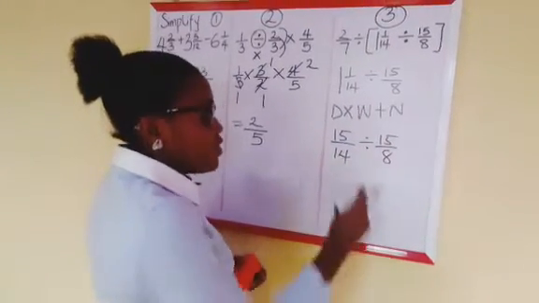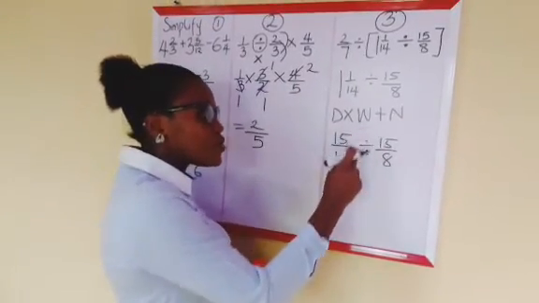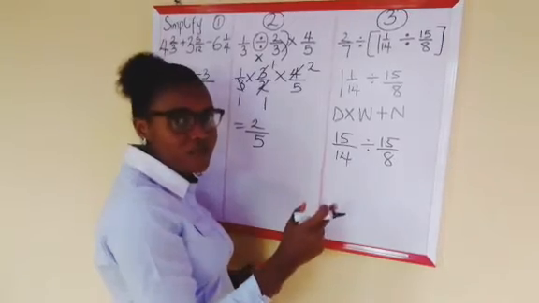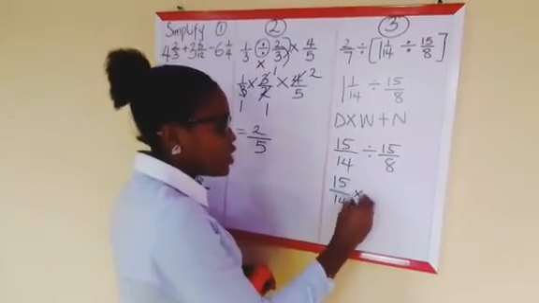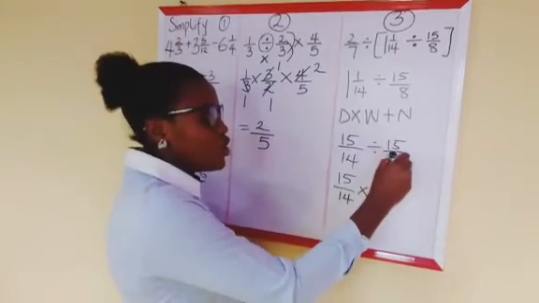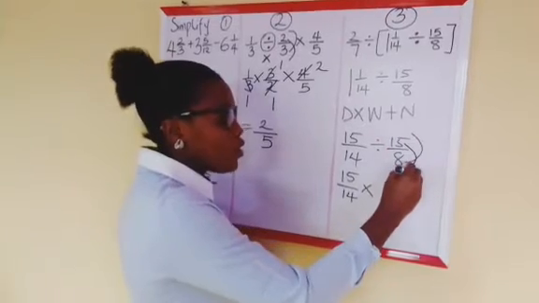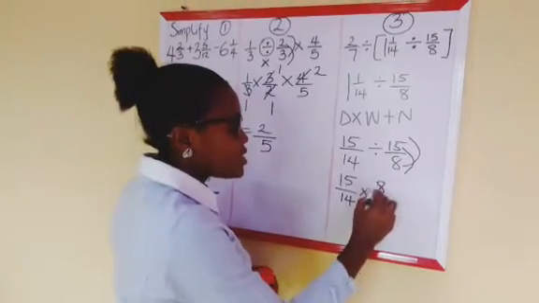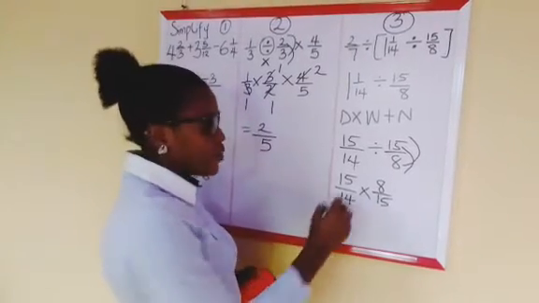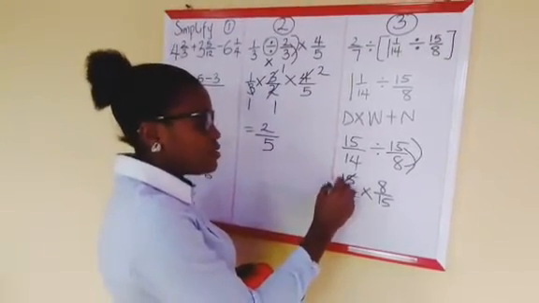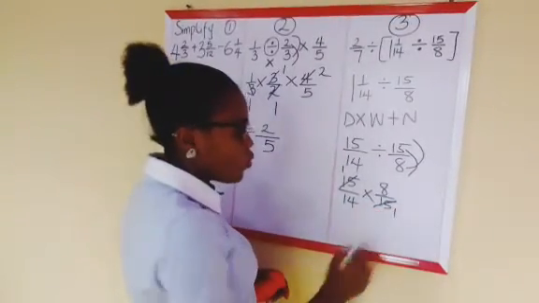15/8. Remember, in this case, if you want to get what you are looking for, the inverse of division is multiplication. So you have to change that division there to multiplication. And when you change it to multiplication, your denominator will go up and the numerator will come down. So you have 8/15. So let's divide. 15 divided by 15 is 1. This 15 divided by this 15 as well will give you 1.